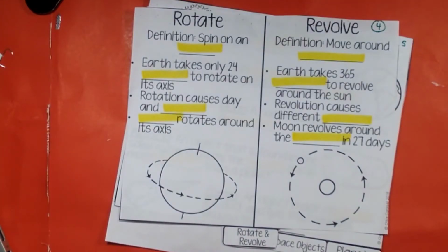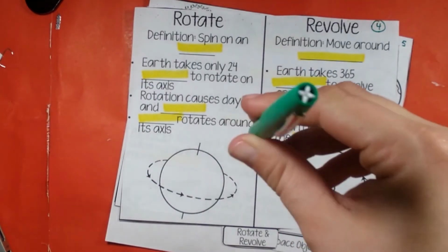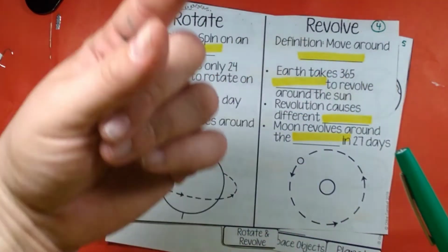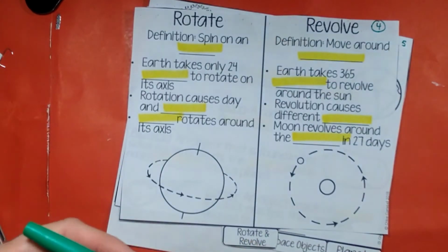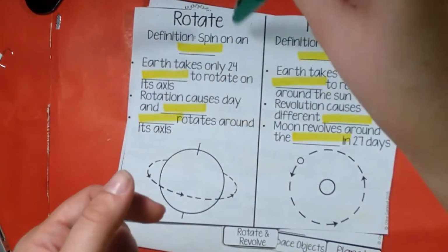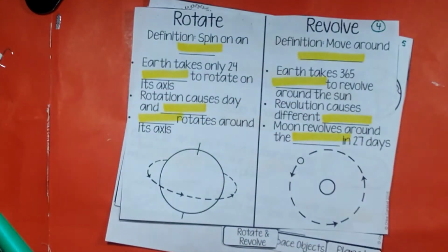All right, now let's talk about rotation and revolving. You heard me use those two words, and I did mix up rotating and revolving. Rotating is something spinning on its axis. Revolving is going around an object. So rotating is spinning, and revolving is going around. That is the difference. That is important to know because the Earth rotates and it revolves.